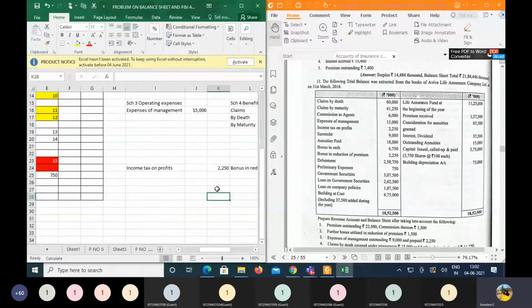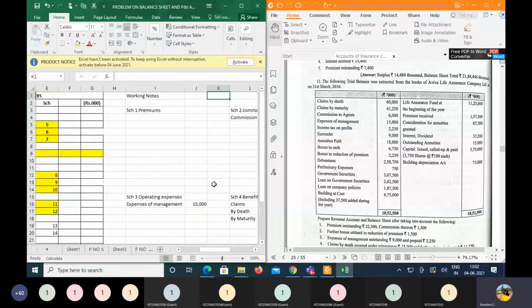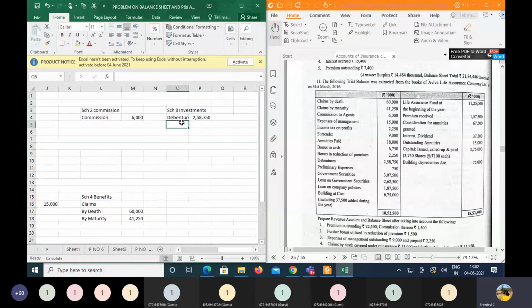So government securities means government bonds. So this is also forming a part of the investments. So therefore government securities, that is 3,07,500. The next we have loan on government securities.